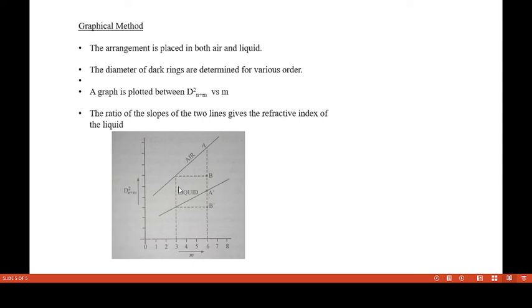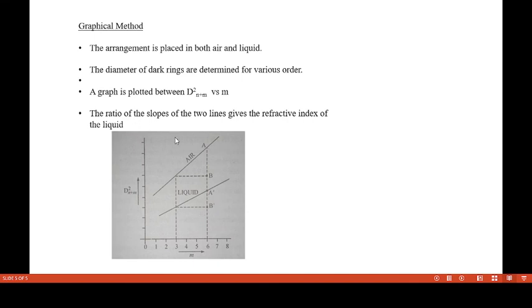Now what will be the slope? Taking the slope between some random points, say 3 and 6, third order and sixth order, the slope will be change in y by change in x. The change in y direction will be between these points, that is AB, and change in x direction is 6 minus 3, that is 3. So the slope will be AB upon 3. In case of liquid film, the slope will be A dash B dash upon 3.